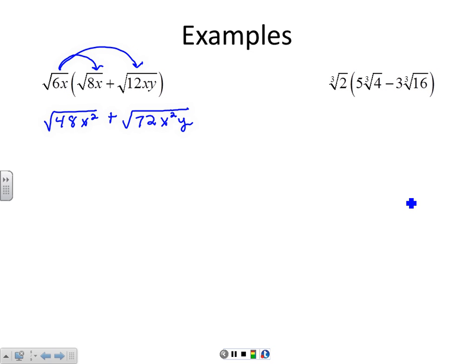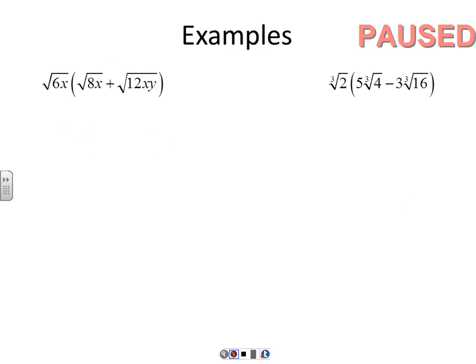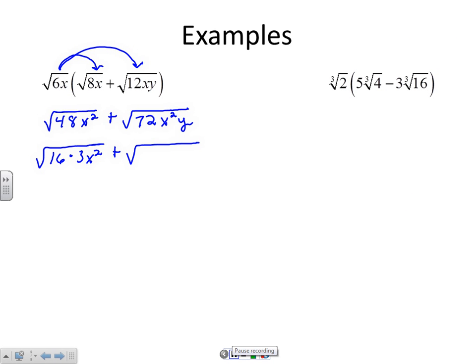And then, of course, we need to simplify. So the biggest perfect square that will go into 48 is going to be 16. So that's going to break down into 16 times 3. And then the x squared, we know how to do that, plus, and then the biggest perfect square that will go into 72 is 36. 72 divided by 36 is going to be 2. So 36 times 2 x squared y.